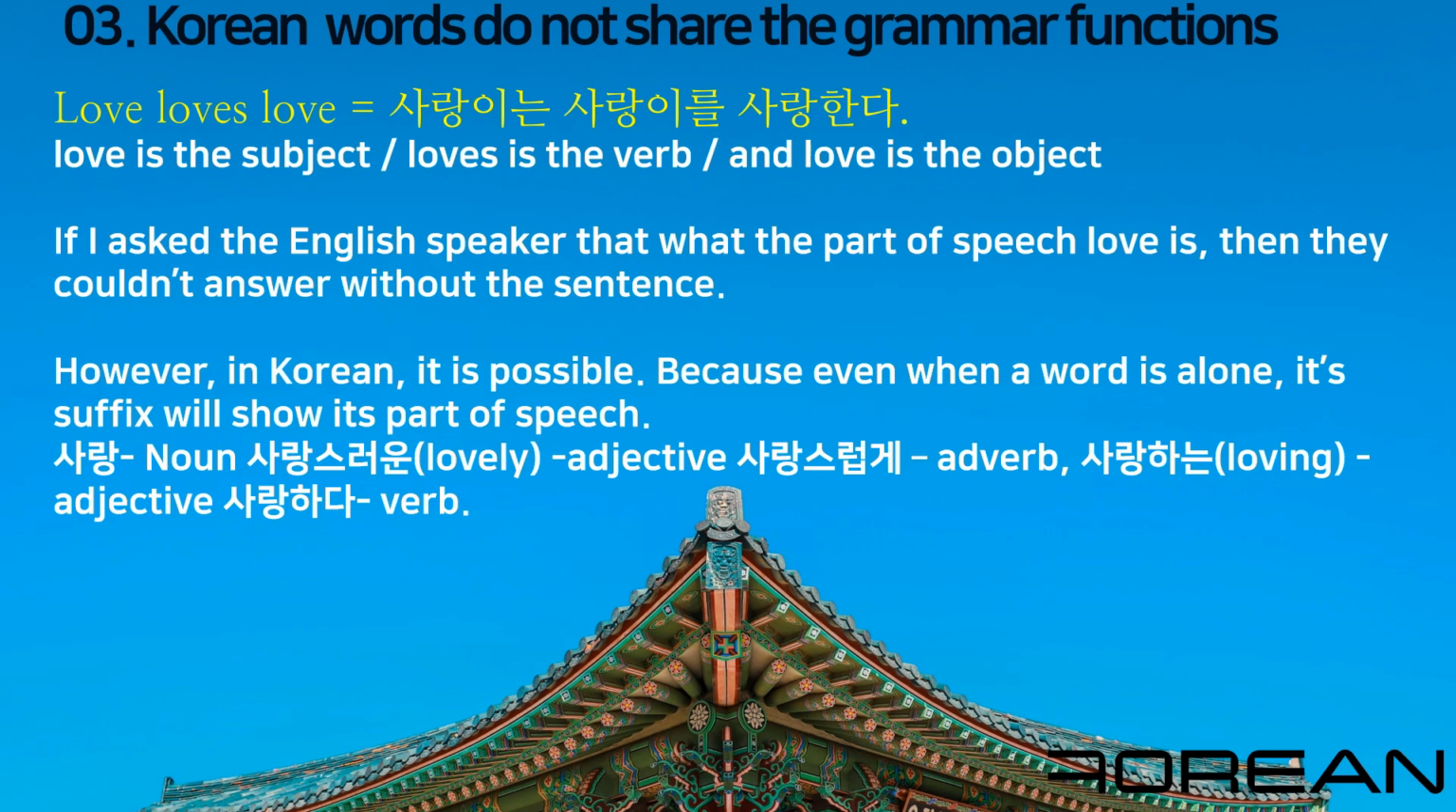Let's see the example. Love, loves, love. 사랑이는 사랑이를 사랑한다. Here, love is the subject, loves is the verb, and love is the object. You know that because the order of the sentence is always subject, verb, object to be grammatically correct. However, if I asked an English speaker what part of speech love is, then they couldn't answer without the sentence.